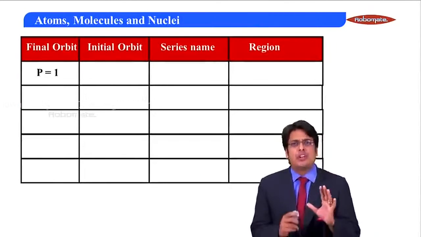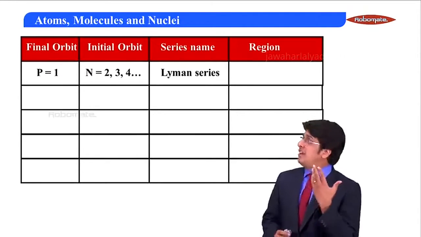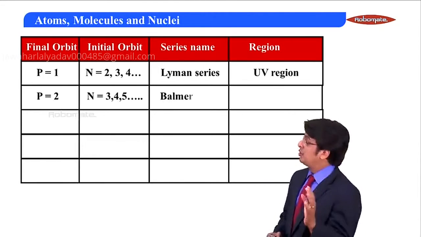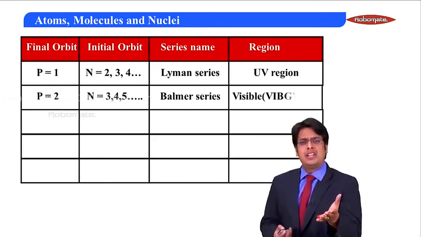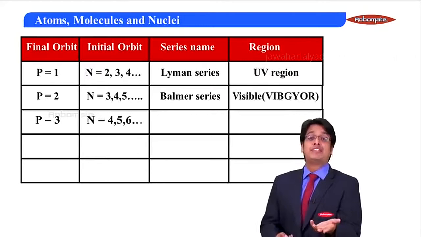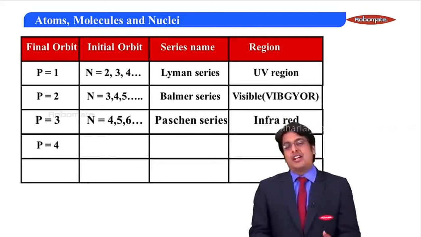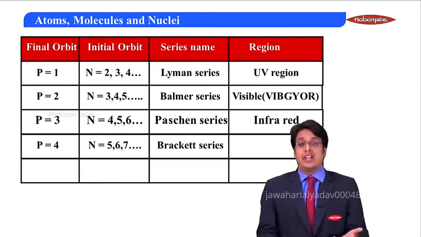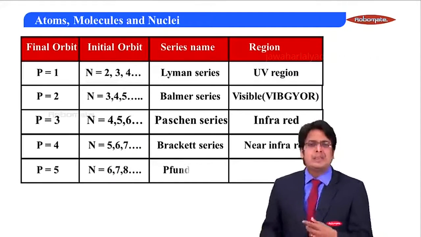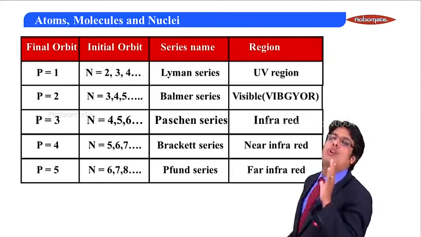So now, dear students, let's recall the entire table. When final orbit is 1, initial orbit is 2, 3, 4, that's Lyman series. And once you get Lyman series, the region will be UV rays. So for p is equal to 2, n is equal to 3, 4, 5, 6, it is Balmer series and visible light. p is equal to 3, n is equal to 4, 5, 6, it is called Paschen series, infrared, and so on. Come on, let me not sing again. p is equal to 4, you will get what? Brackett series. And Brackett series means it is near to infrared. And when p is equal to 5, you will get something called Pfund series, which is far away from the infrared. This small, simple table will give you the whole idea.